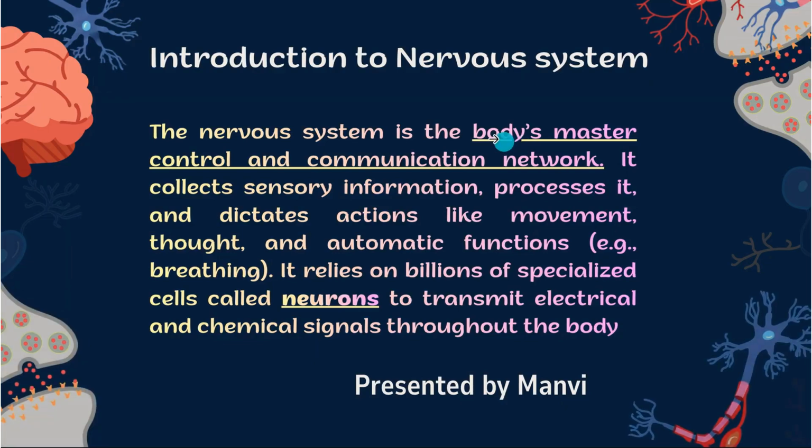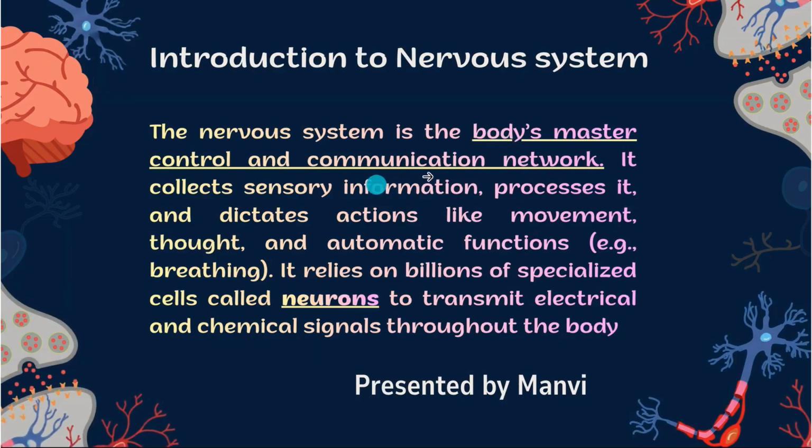What is the introduction of nervous system? Nervous system is the body's master control and communication technology. It collects sensory information, processes it and directs actions. It is made up of very specialized cells called neurons.